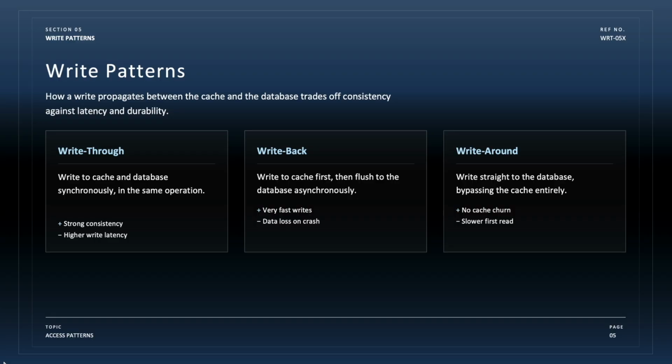Whenever data changes, the cache and the database need to stay in sync. Write through updates both immediately, giving strong consistency, but slower writes. Write back writes to the cache first and updates the database later, making writes much faster, but introducing some risk if the cache fails. Write around skips the cache completely and writes directly to the database, avoiding unnecessary cache updates but causing the next read to miss.